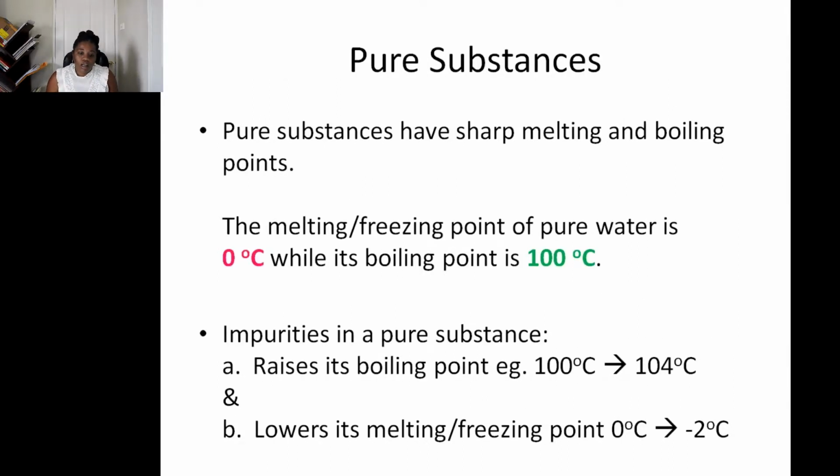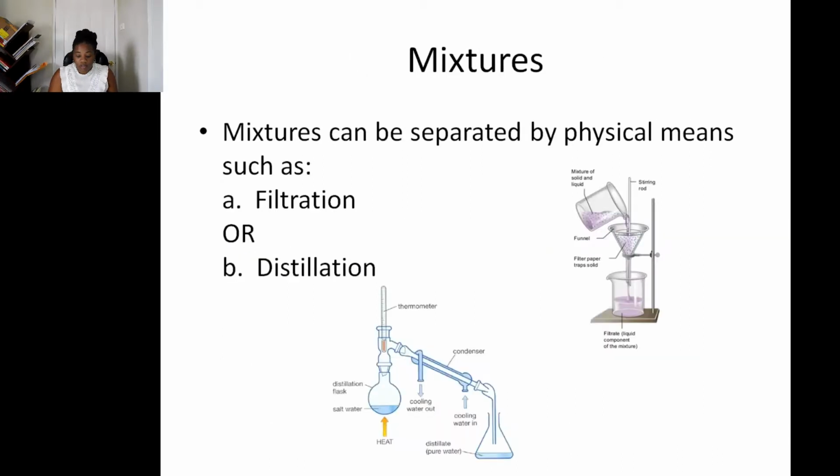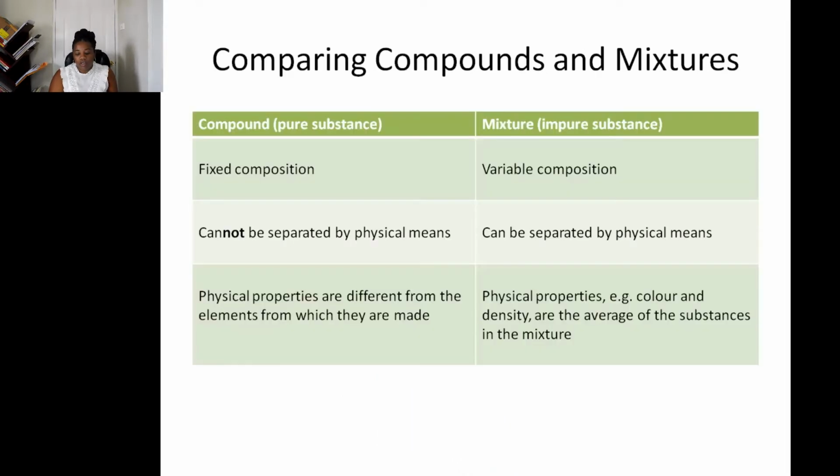Pure substances have sharp melting and boiling points. The melting or freezing point of pure water is 0 degrees Celsius, while its boiling point is 100 degrees Celsius at sea level. Impurities in a pure substance would raise its boiling point. So if you put salt in water, its boiling point will rise from 100 to some other number greater than 100 degrees Celsius. However, if you put salt on ice, it will melt at a lower temperature than 0 degrees. Mixtures can be separated by physical means such as filtration or distillation.